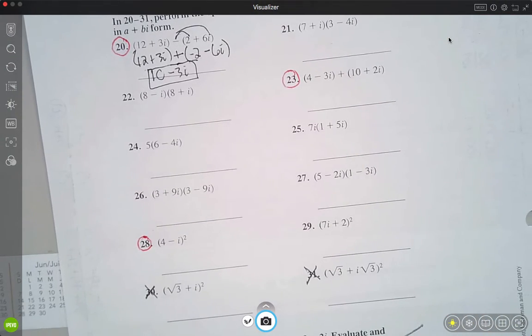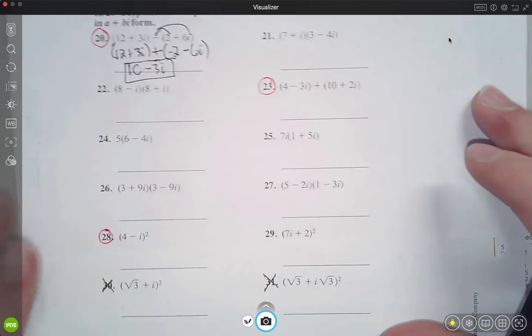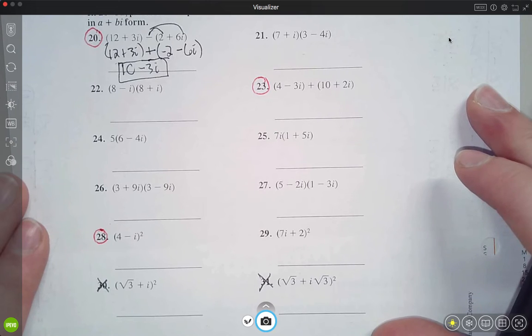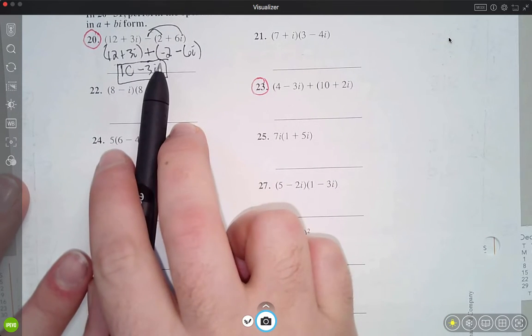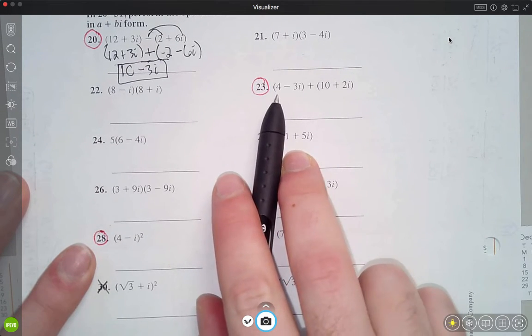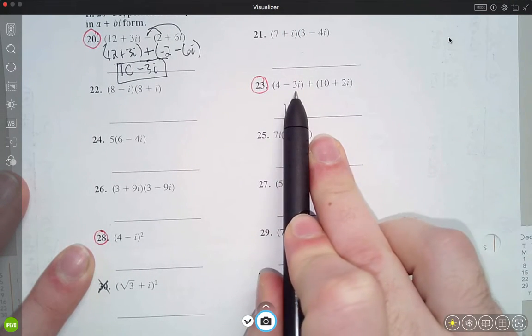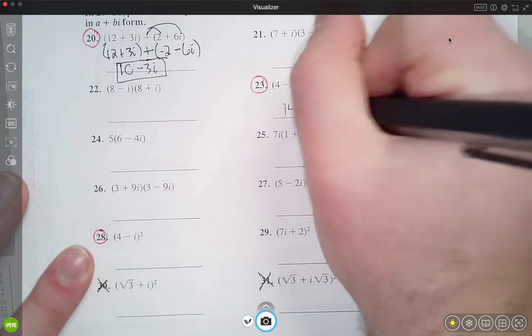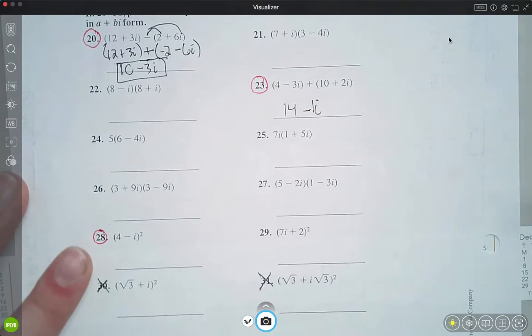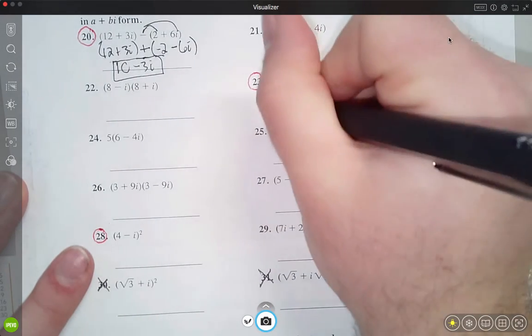All right. Moving on to number 23. This is your adding problem, which is really the second half of what we just did here. All I'm doing is combining like terms. So I'm going to combine the 4 and the 10, gives us 14. Combine your i's, which is negative 3 and a positive 2, gives you a negative 1i, or just negative i. The 1 there is optional. If you want it, you can have it. If not, don't worry about it.